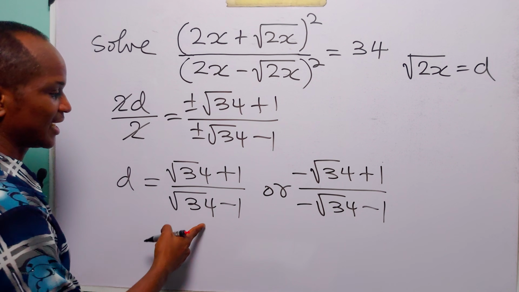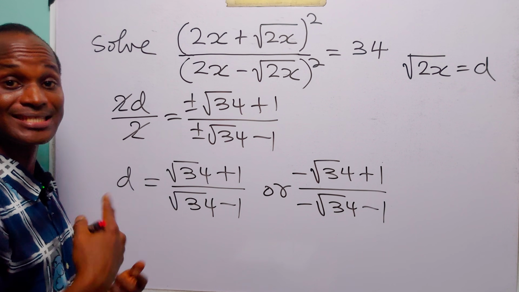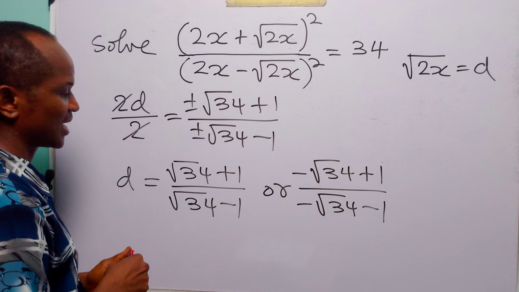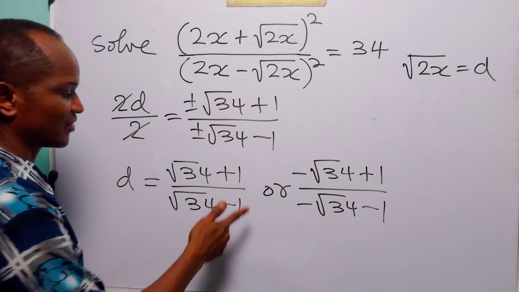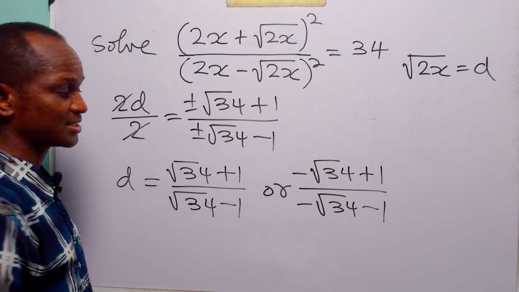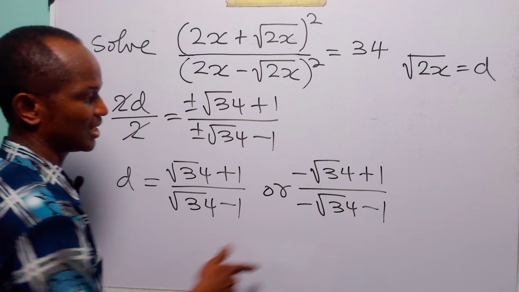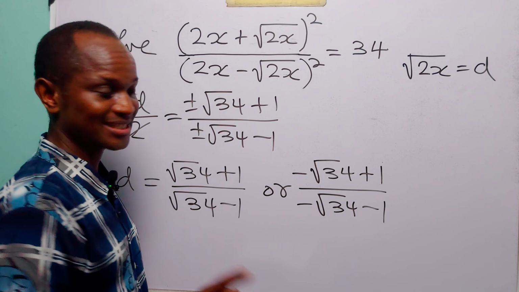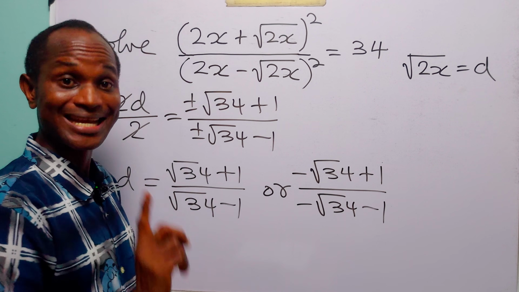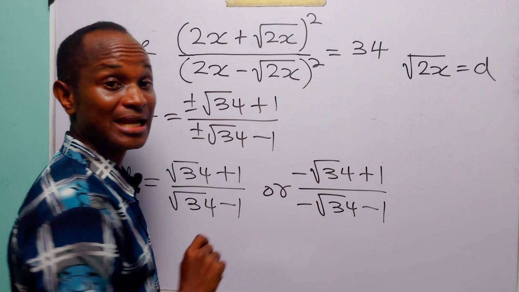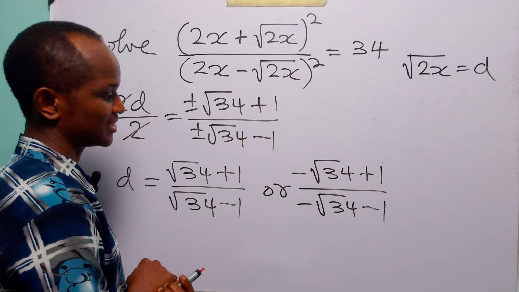Now, notice that in both cases, d is positive. Of course, you know that this numerator is positive. This denominator is also positive. Positive divided by positive is positive. This numerator is negative. This denominator is negative. Negative divided by negative is positive.